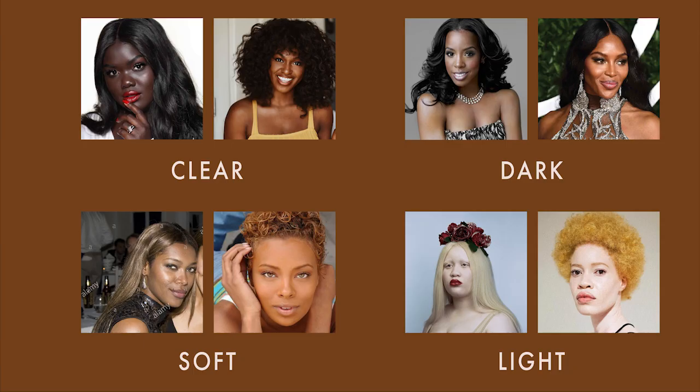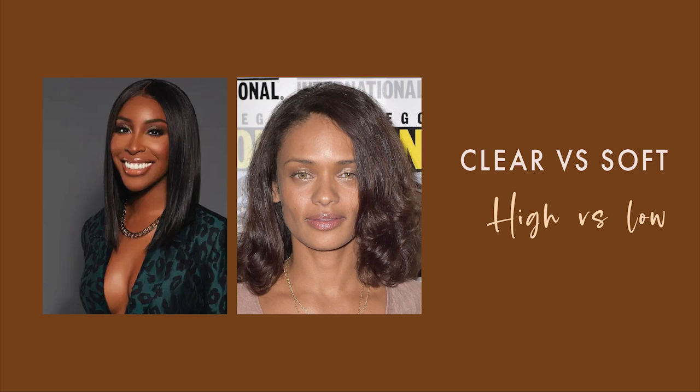We have 4 main types: clear and soft, dark and light. Clear and dark have high contrast levels, and light and soft have low contrast levels. Clear or soft. These are opposites in contrast. If you have a high contrast level, you're clear, but if you have a low contrast level, you're soft.